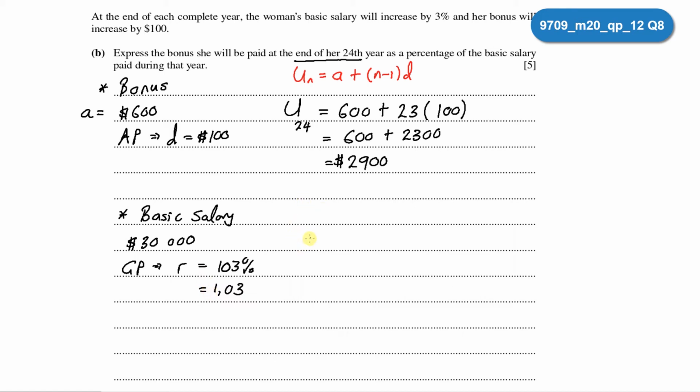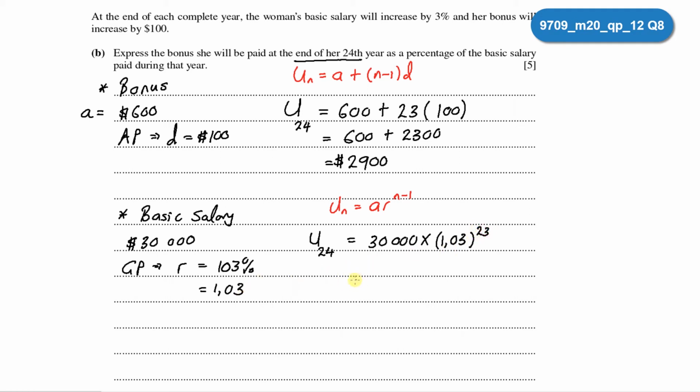So to find the amount she will receive at the end of her 24th year, we use the formula for the nth term of a GP. That's going to be U_n equals a r to the n minus 1. So in our case, this is A, that's 30,000, multiplied by r, which is 1.03, to the power of n minus 1, which is 23.